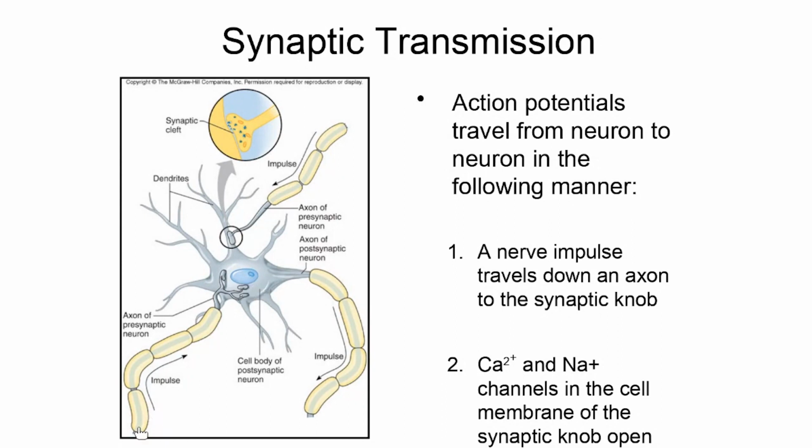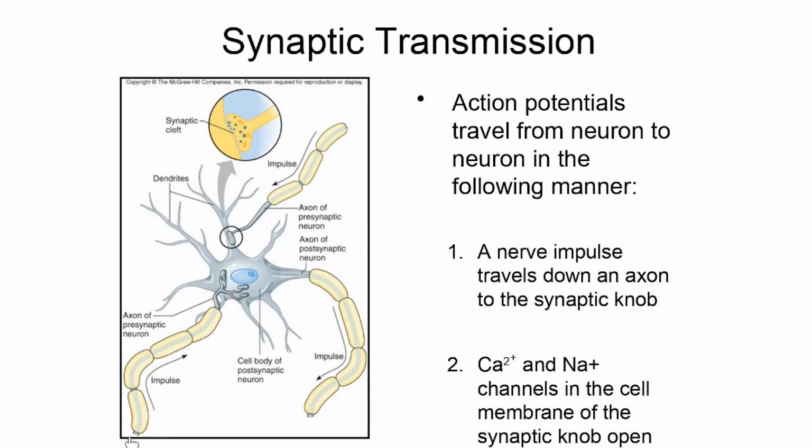So this is a process which is known as synaptic transmission, and we're going to get you familiar with that today because we're going to be looking at synaptic transmission in the brain and what's happening to actually allow neurons to communicate with each other in the brain.